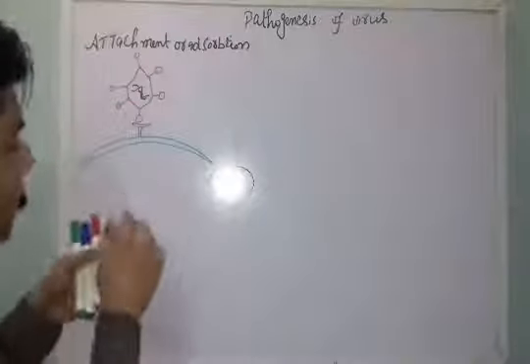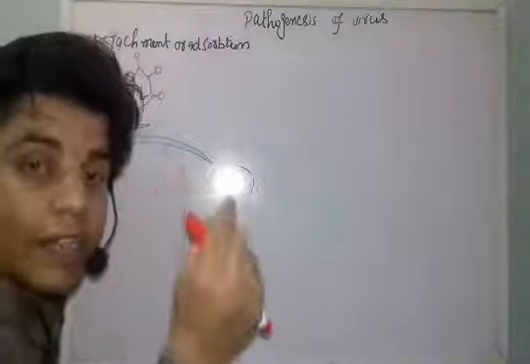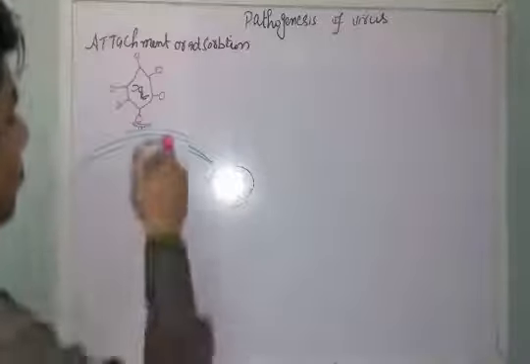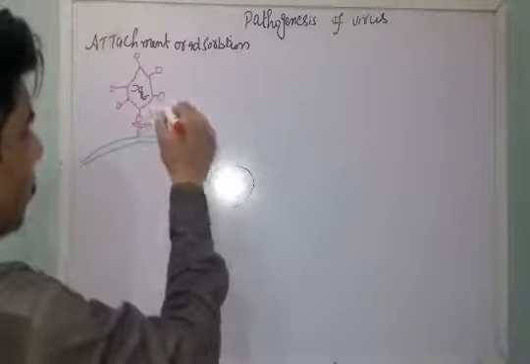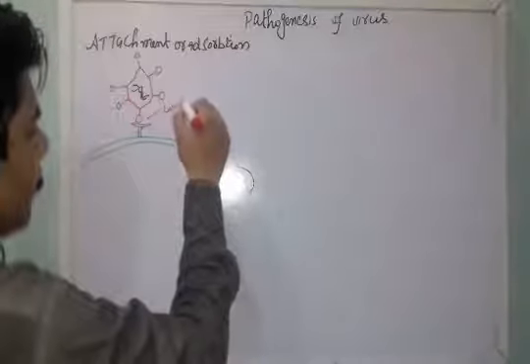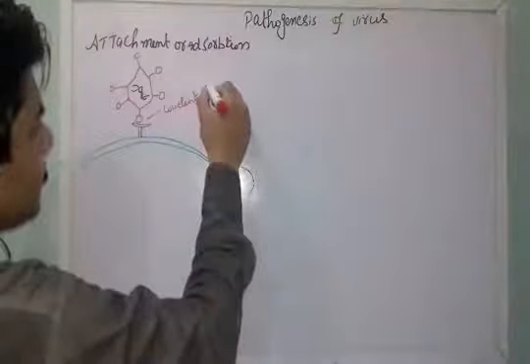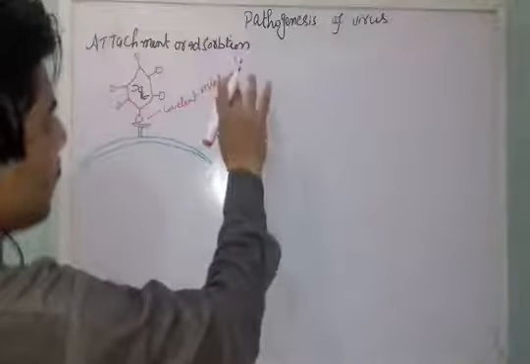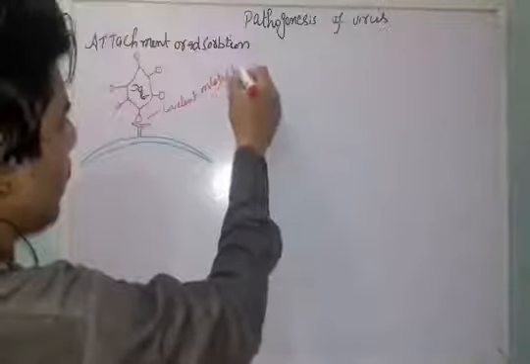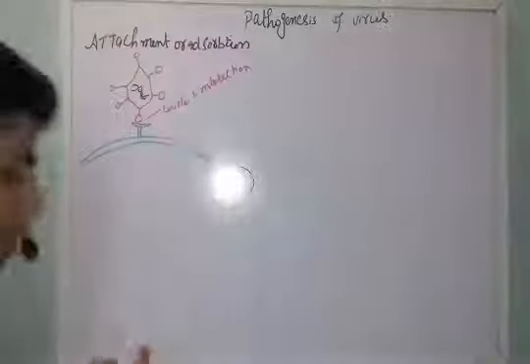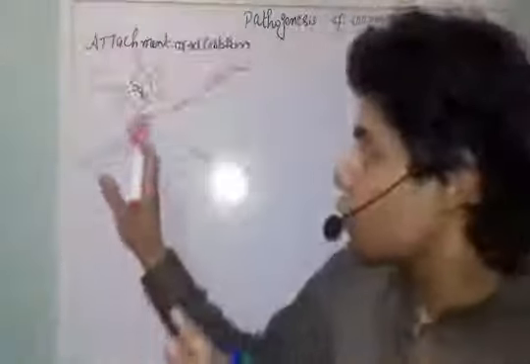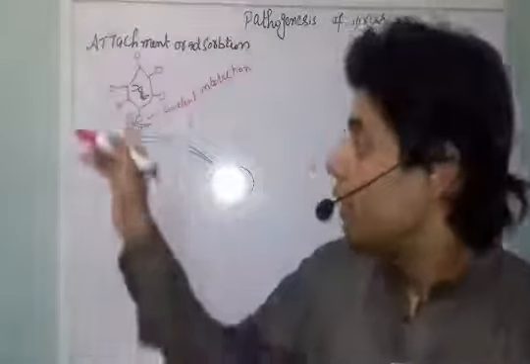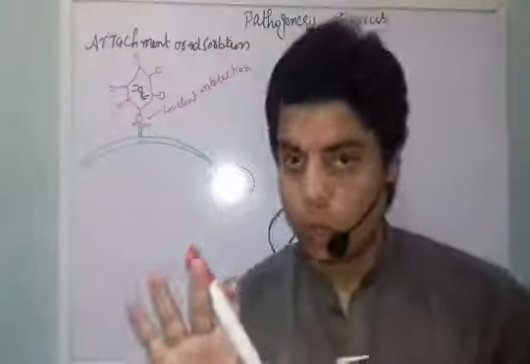Now, once they attach here, the interaction or bonding formation will occur, and we call that covalent bond, or covalent interaction. Once the covalent bonds are formed, the virus will be completely attached. This is the first step. They are completely attached, or we can say they are adsorbed.